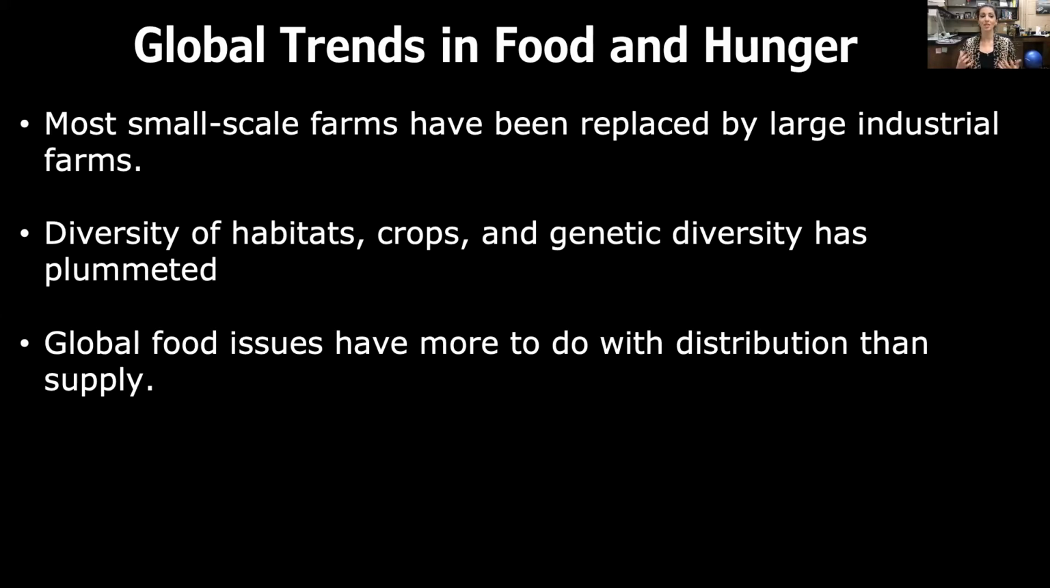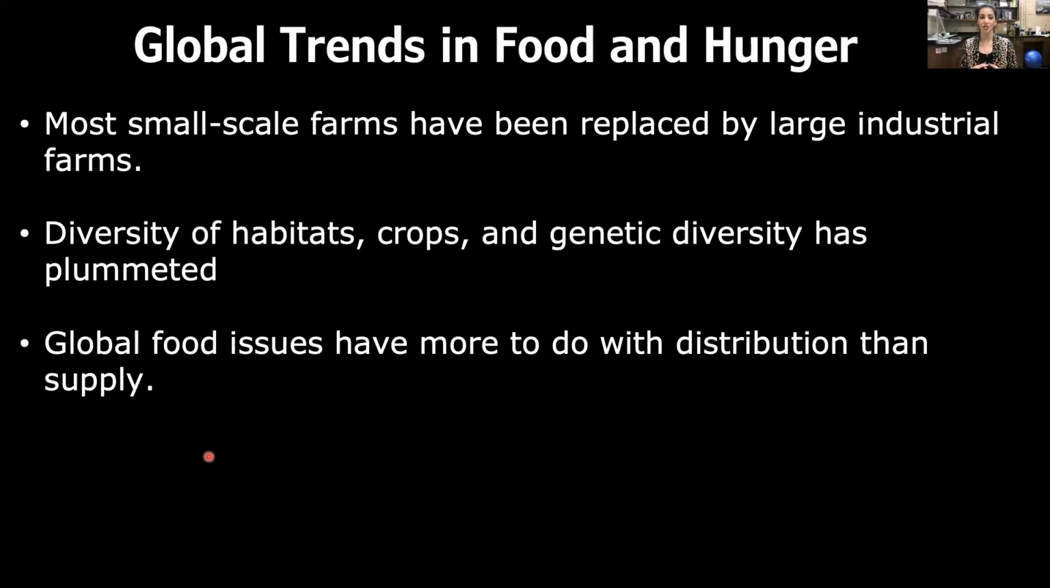Actually, most small scale farms have been replaced by these large industrial farms. And of course, that is really the case in the United States. What this means, though, is that the diversity of habitats, crops, and even genetic diversity has plummeted.